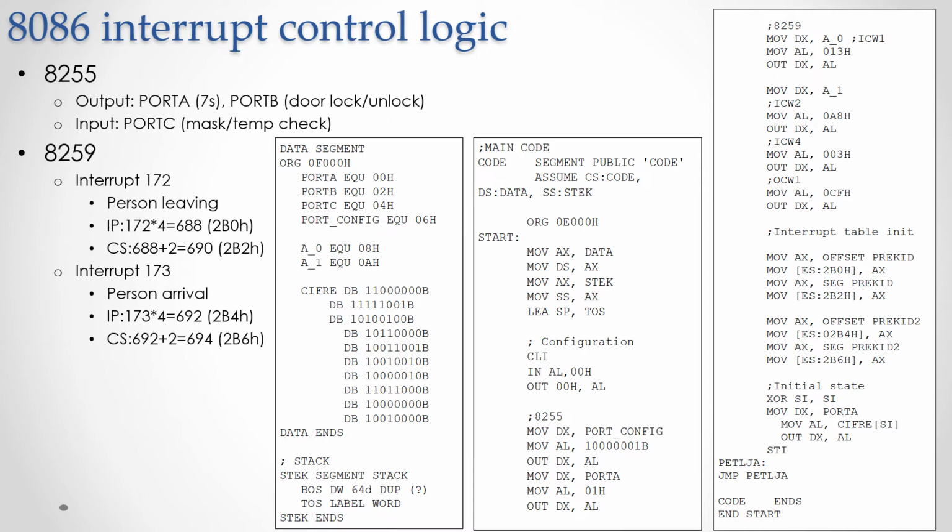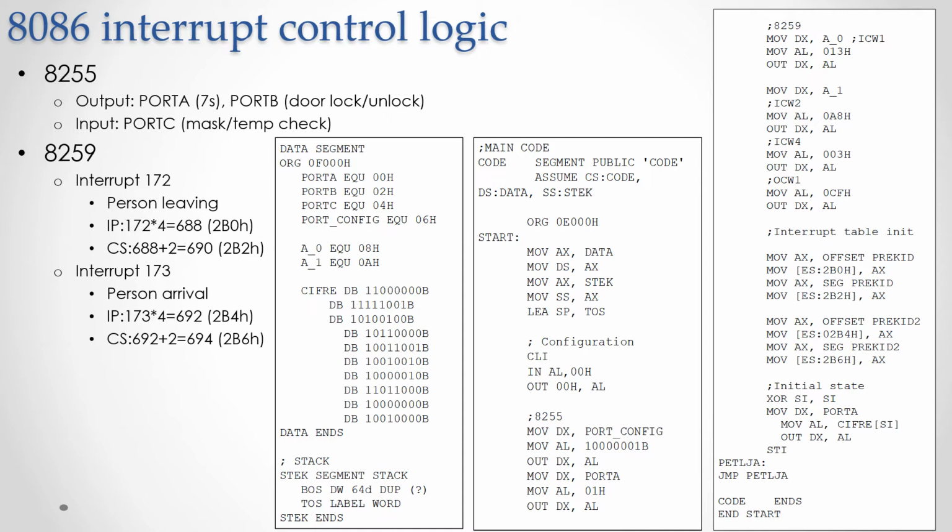When it comes to 8259, we have two interrupts. The first one has vector 172, which actually corresponds to a person leaving the building. So the corresponding vector table addresses are, for the instruction pointer, actually 172 times 4, and plus 2 for the code segment. For the second interrupt, we have vector 173, which is actually the person arrival, and it is calculated by multiplying by 4, and it's 692. We add 2 to actually get the code segment value for the second interrupt.